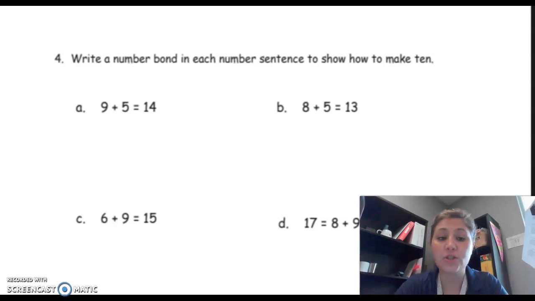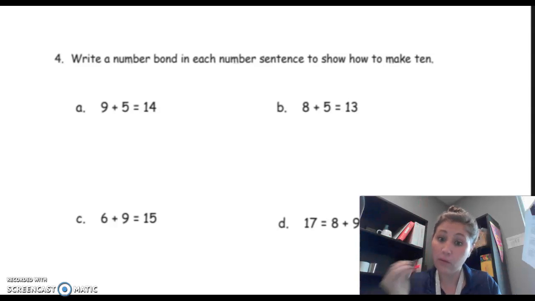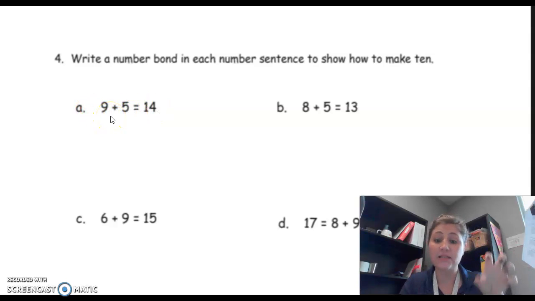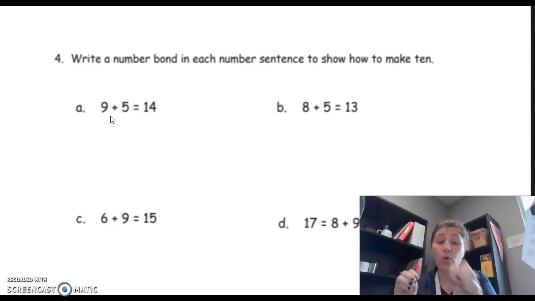You don't have to find the answer. What you do need to do is make a number bond from the smaller number or the bigger number, it's up to you, to show how you can break apart to make 10. So for problem 1, you've got to decide, okay, if I want to use 9 to make 10, how can I break apart my 5 to show what I would need to make 10 and what's left over?